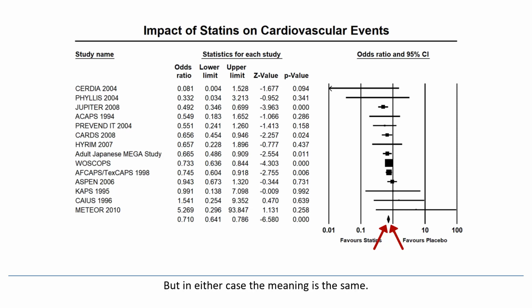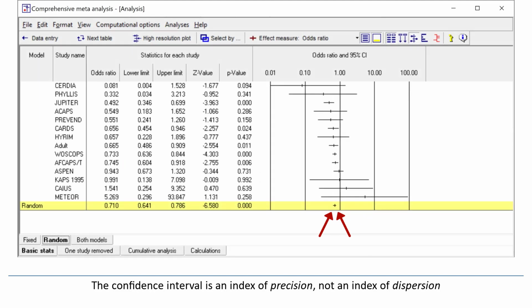But in either case, the meaning is the same. The confidence interval is an index of precision, not an index of dispersion. It tells us nothing about how widely the effect size varies across studies. To get a general sense of the heterogeneity, I can sort the studies by effect size as I did a moment ago. However, this plot is not as informative as we might expect for several reasons. In particular, the distribution shown here is the distribution of observed effects, which includes sampling error.